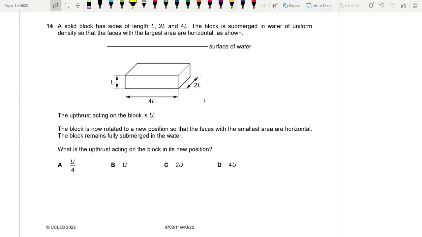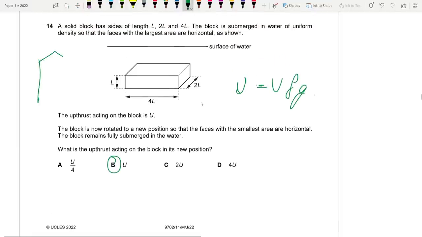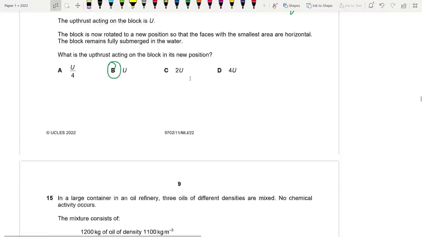So remember, the formula for upthrust is in fact V rho g. It doesn't really matter how our block is placed, the upthrust will remain the same because it depends on the volume rather than the area. Do you understand? Even if the block was like this, it would still be the same upthrust, okay?